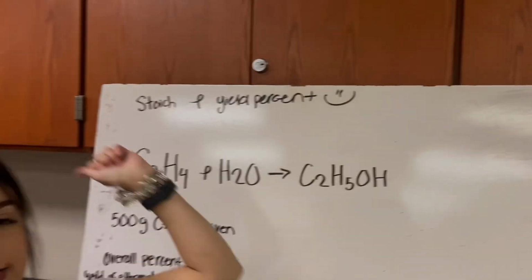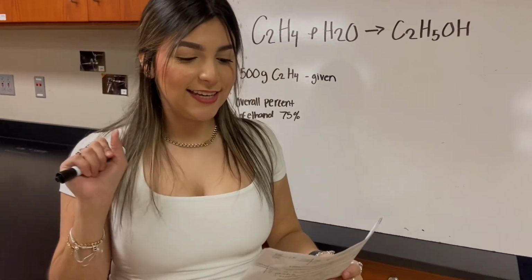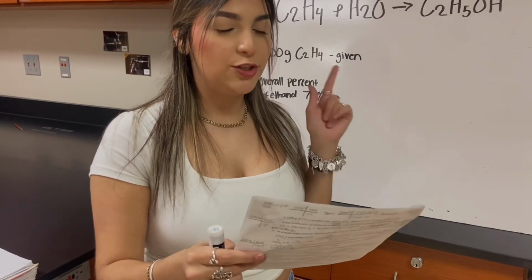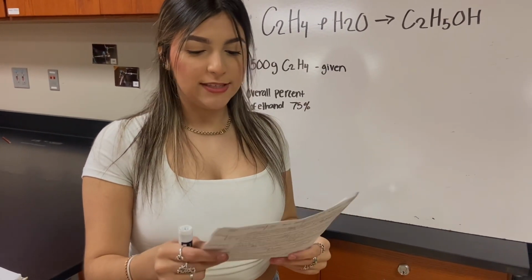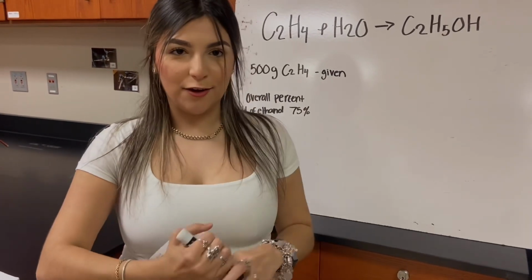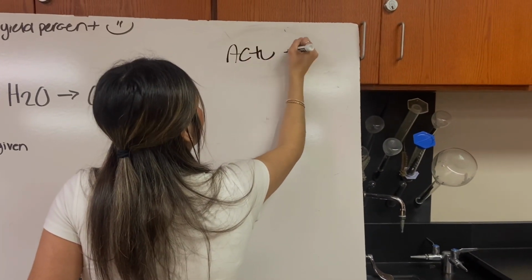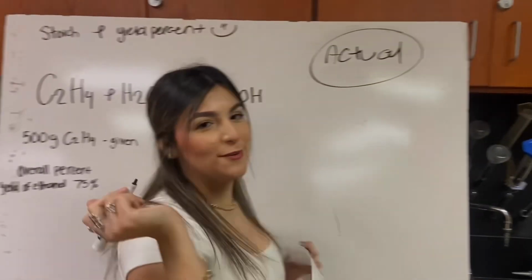Today I'm going to teach you how to solve a stoich and a yield percent problem. So our problem is, in a series of reactions, ethylene is converted to ethanol through an intermediate. If 500 grams of C2H4 is used and the overall percent yield of ethanol is 75%, calculate the actual yield of ethanol. So we are looking for the actual. That is what we're looking for, guys.